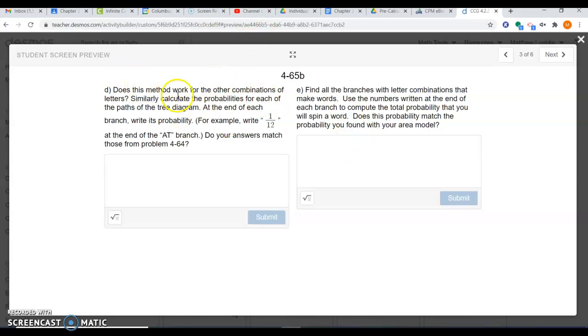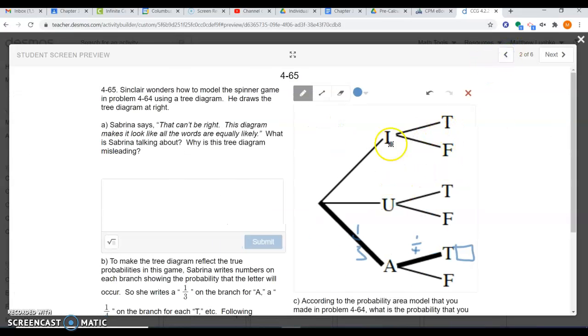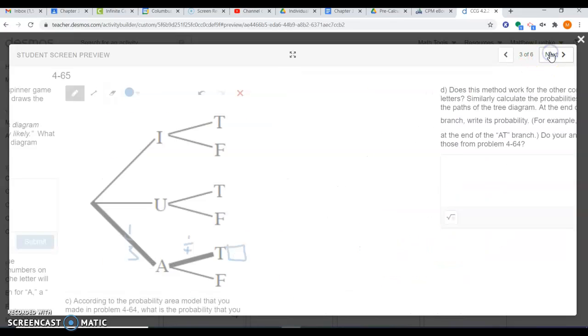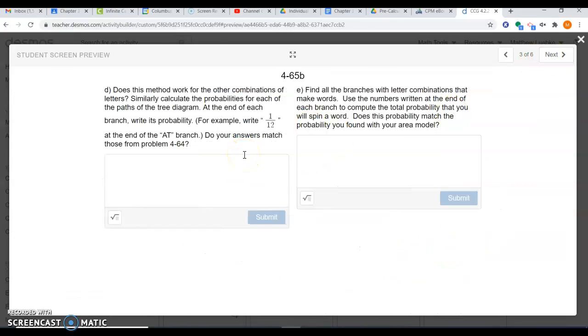Going on from there, does the method work for other combinations? So we're going to keep just calculating all of the branches. All right, we're going to calculate every single branch, IT, IF, UT, UF, AT, AF, and we're going to see is the probability the exact same as what we had in our area model, and hopefully it is.